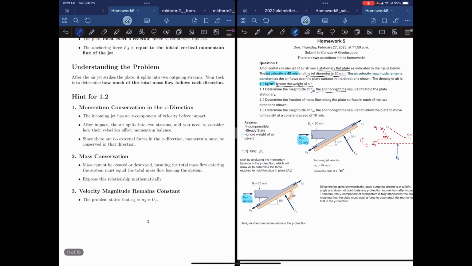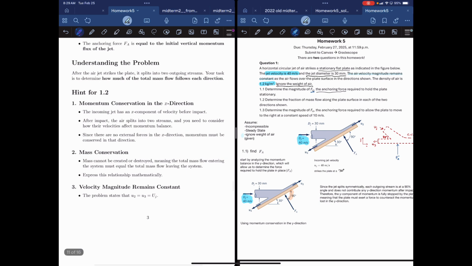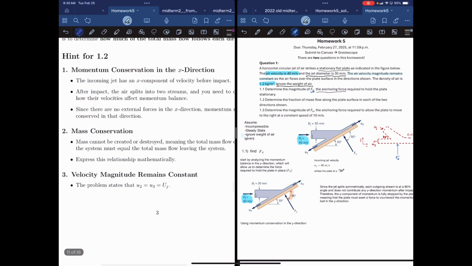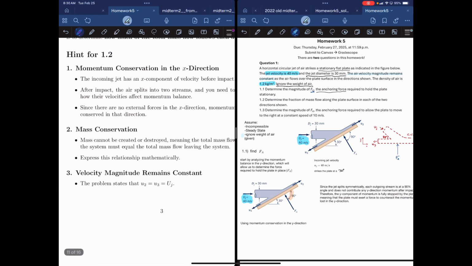The incoming jet has an x component of velocity before impact. After impact, the air splits into two streams, so you need to consider how their velocities affect momentum balance. Since there are no external forces in the x direction, momentum must be conserved in that direction, and the total mass entering the system must equal the total mass flow leaving the system. You also have the continuity concept where it's given that velocity magnitude remains constant, so u2 equals u3 equals uj. You're going to need that for 1.2.